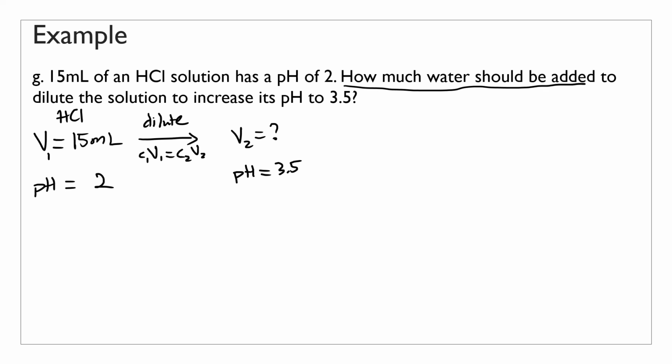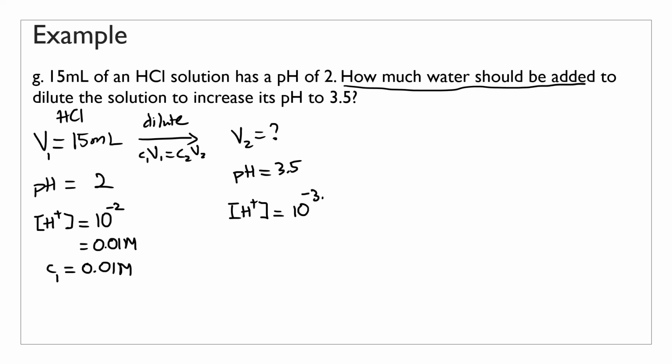Now, in order to do this question, you're still going to have to use the dilution formula. The catch here is just that you have to do one extra step, which is to convert from pH to hydrogen ion concentration. So because pH is 2, I know that the concentration of hydrogen ion in the original solution must be 10 to the power of negative 2, which is 0.01 molar. So this is going to be your C1, the original concentration of hydrogen ion. And I need to dilute the solution such that the new pH is 3.5. So the new hydrogen ion concentration will be 10 to the power of negative 3.5.